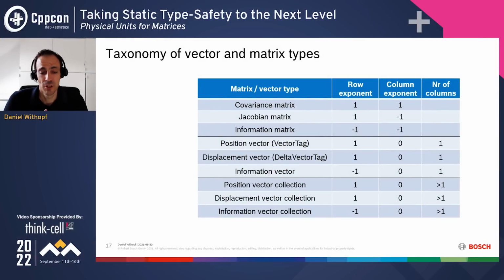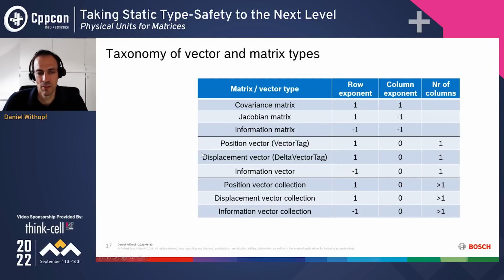Now the slide shows the full taxonomy, as I promised, of all different vector and matrix types that can be used inside my library. And I think it's also all mathematically meaningful types of vectors and matrices. First block here are proper matrices. As I mentioned, we have covariance matrices, Jacobian matrices, and information matrices. These are the inverse of covariance matrices, which you can also see from the row and column exponents here. They are the sign inverse of the exponents in the covariance matrix.